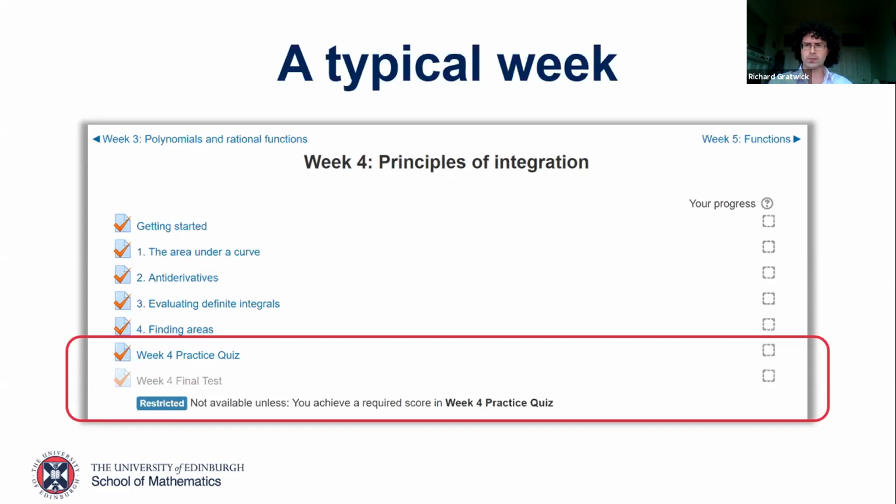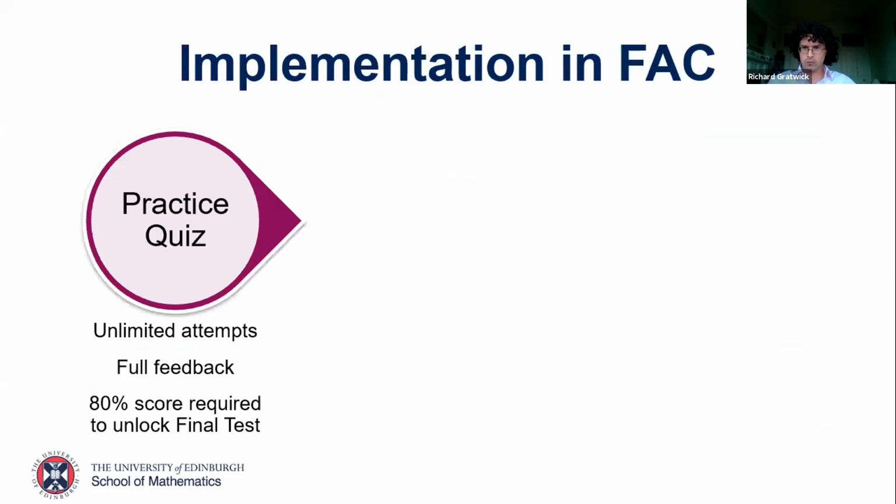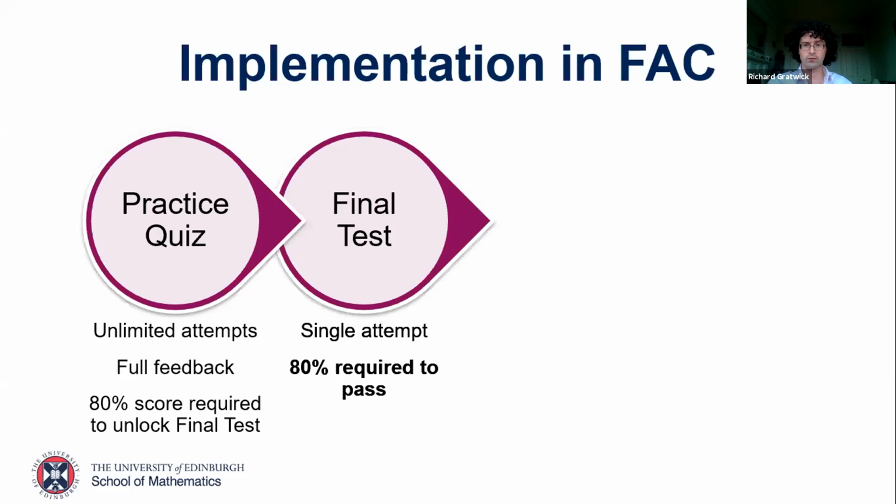And the interrelations between them and how they determine the grade is as follows. The practice quiz itself does not contribute to the mark for that week, except insofar as it needs to be passed to unlock the final test. And by pass, we mean get 80% on that test when all the questions are attempted. The students can attempt it as many times as they like, and they get full automated feedback from Stack on their attempts. Once they have passed that practice quiz, then they can attempt the final test.